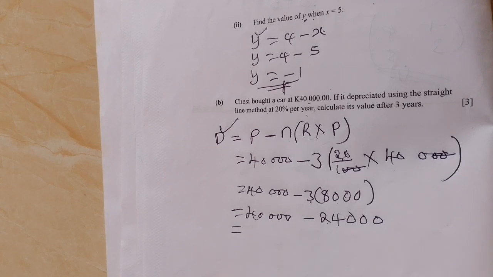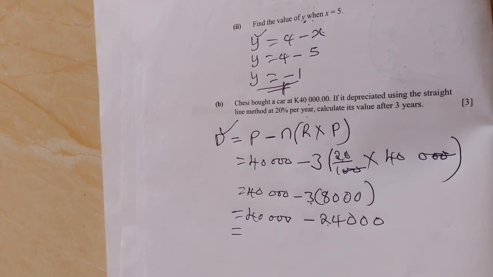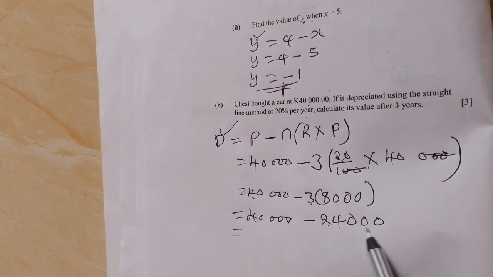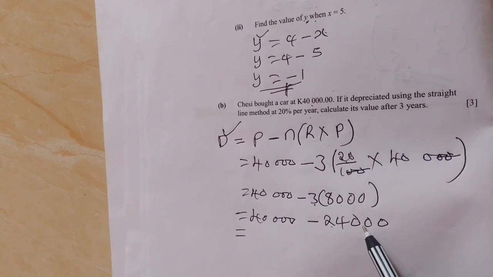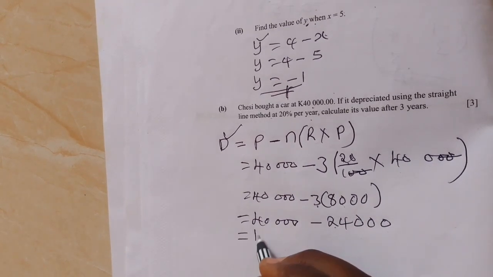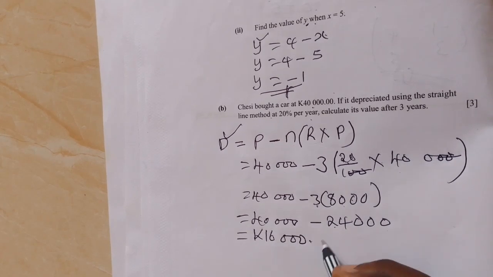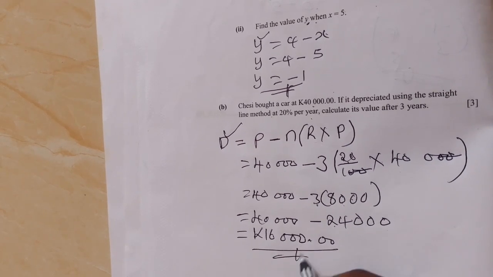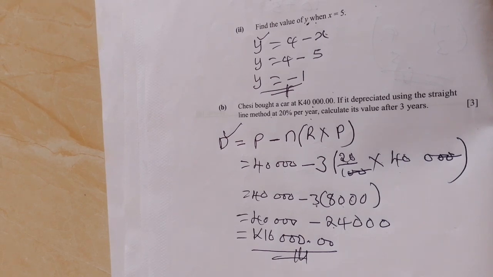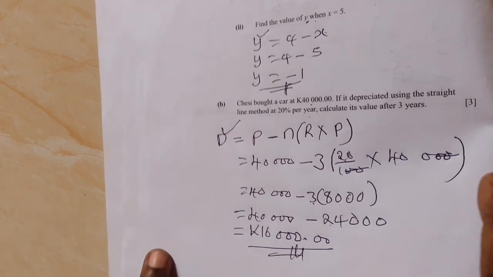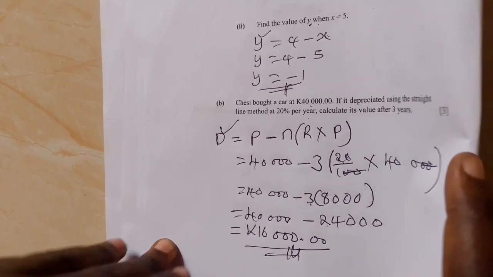So 40,000 minus 24,000, the answer is supposed to be, okay, 0, 0, 0, 0, 0. You have 16,000 kwacha, right? So this is your answer here. Okay, 16,000.